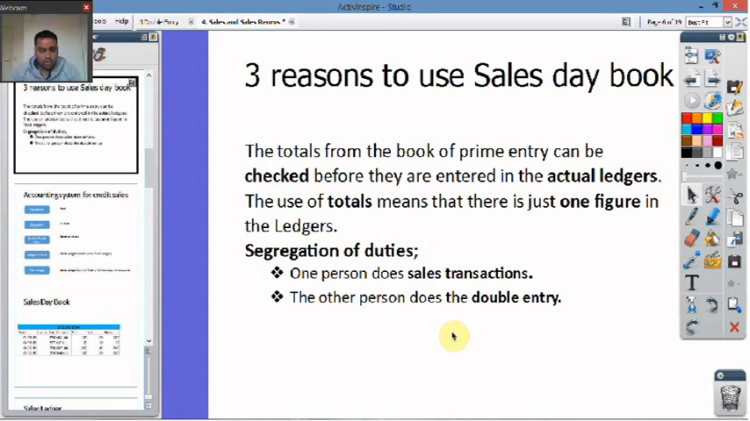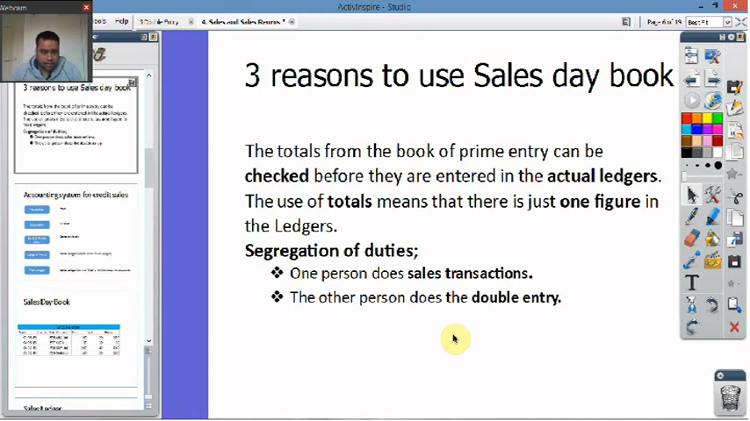Now what this means is that more than one person is in the accounting system, and what this does is it reduces the chance of fraud. The reason is that the two people would have to be in collusion for fraud to take place, and if one person did fraud, then the other person would normally find it out very quickly. Obviously people still do fraud, so it doesn't completely wipe it out, but it just helps if there's two people doing it. The other person does the double entry.